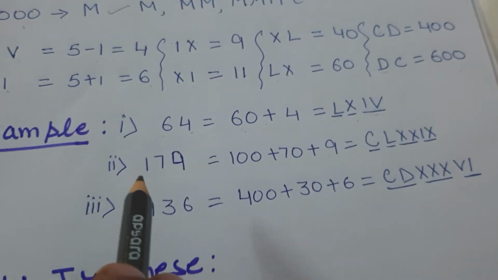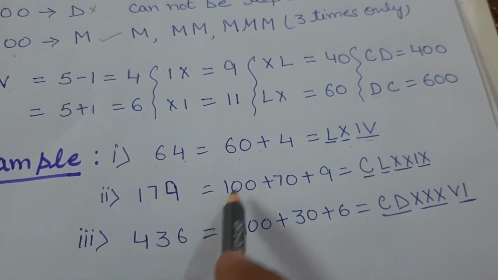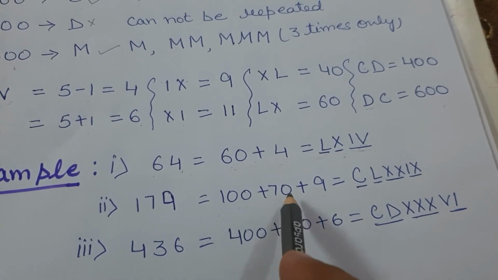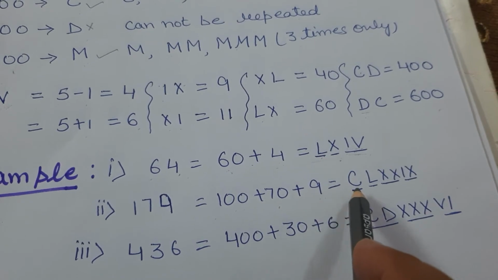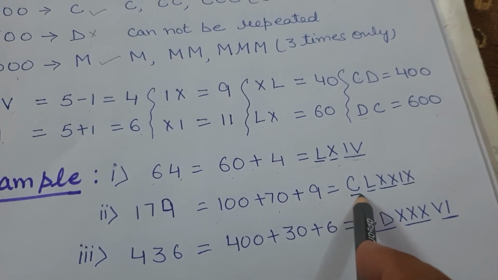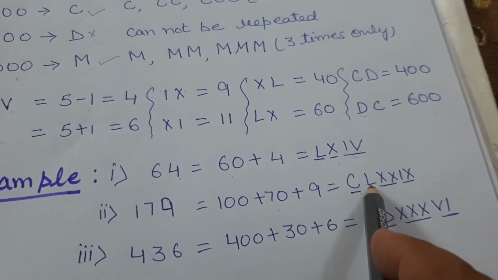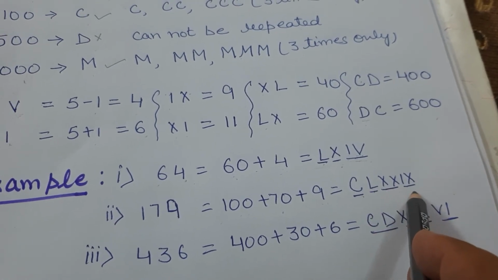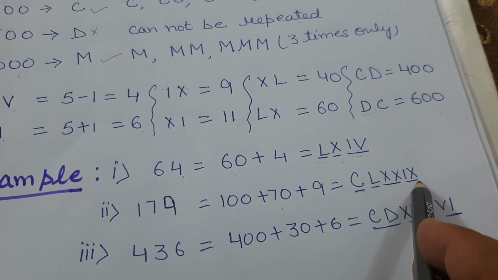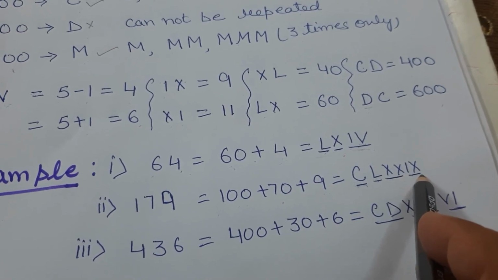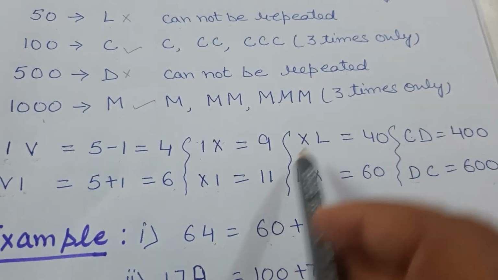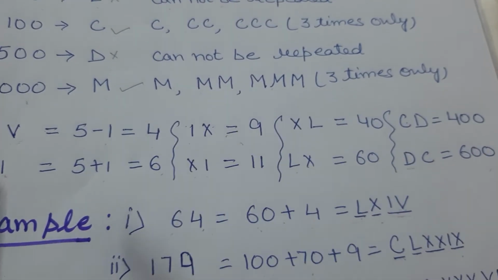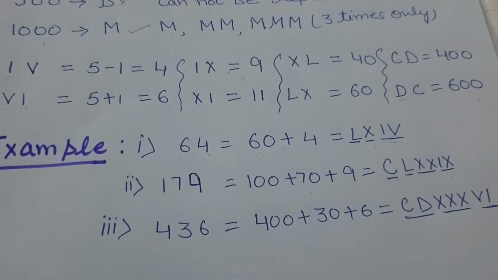Next is 179. Break this number and write it in expanded form: 100 plus 70 plus 9. So 100 is C. 70 is 50 plus 10 plus 10. Then 9. In this way you can write bigger numbers very easily if you know the rules. Please revise these rules you have already done in grade 4 and 5.